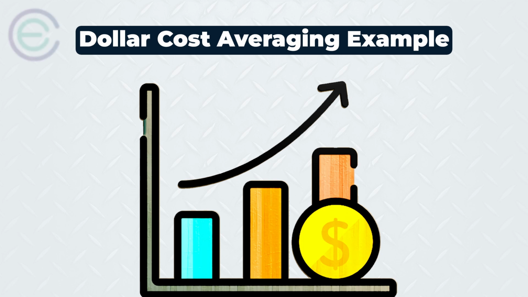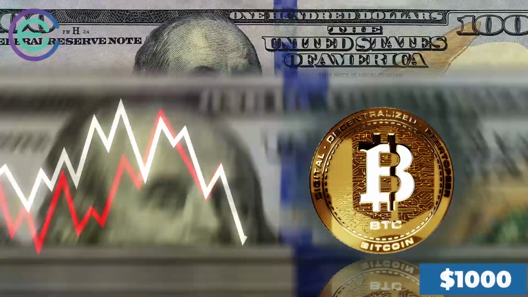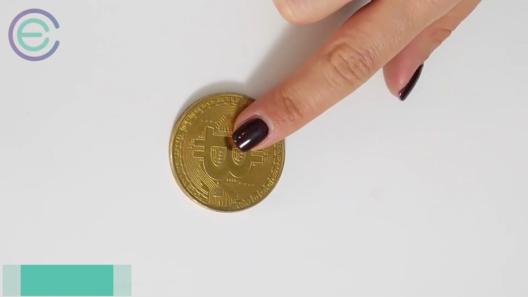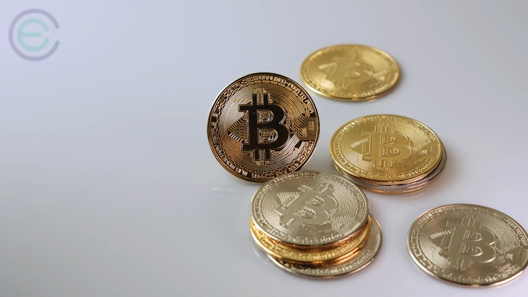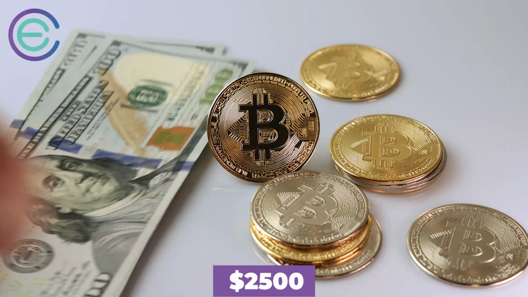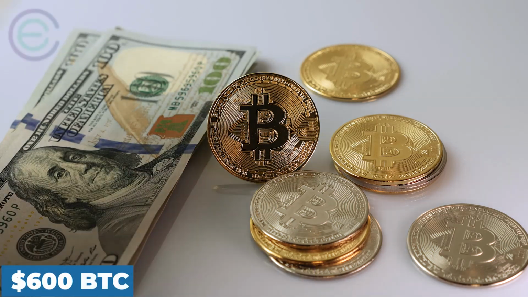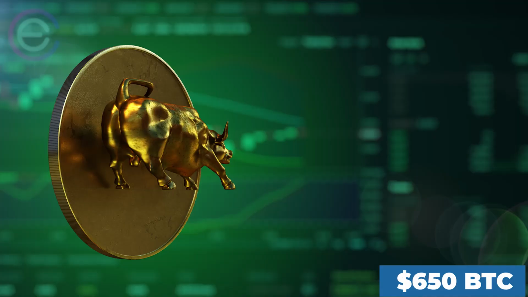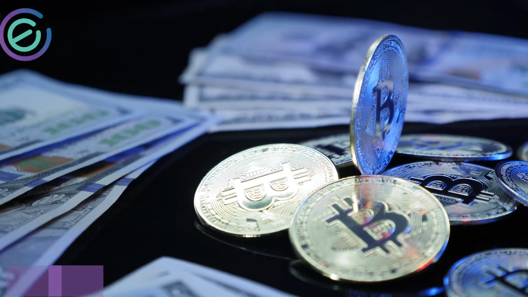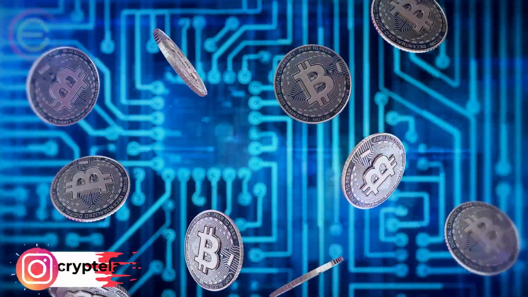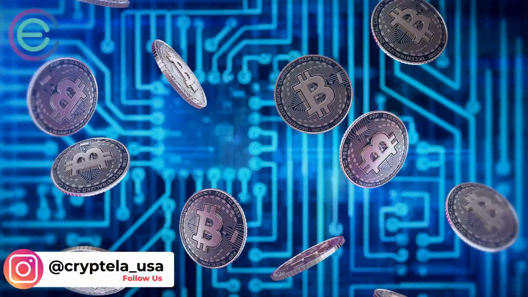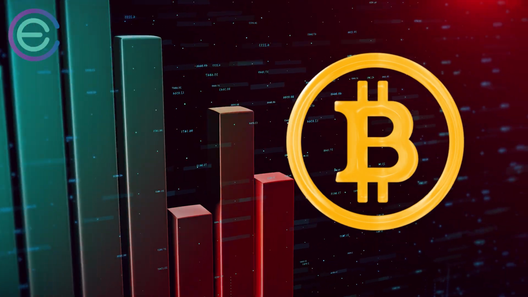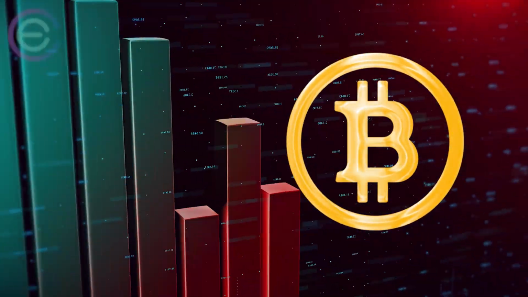Dollar cost averaging example. Let's say that you want to invest $1,000 in Bitcoin. You decide to buy $50 worth of Bitcoin each week for 10 weeks. The price at the time of your first purchase is $500 BTC, and you buy 5 coins for $2,500. 2 weeks later, the price has risen to 600 BTC. You buy another 5 coins for $3,000. 2 weeks later, the price has risen to 650 BTC. You buy another 5 coins for $3,500. This pattern continues until you've bought 1,000 coins at 10 different prices over 10 weeks. This is a perfect example of dollar cost averaging. The price of Bitcoin will eventually go up, but if it goes down, you won't lose all your money.